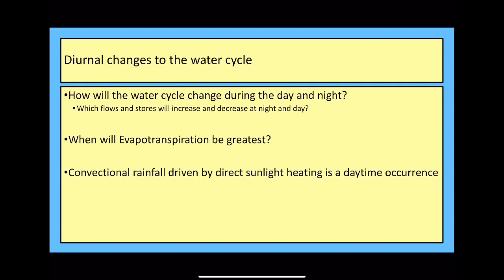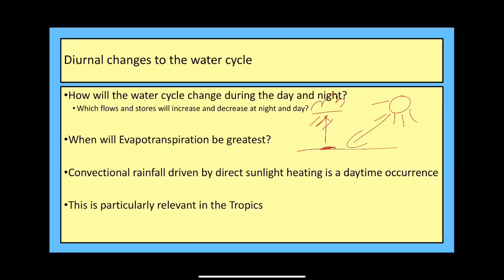That's the rainfall where we've got the ground and we've got the sun, and the sun's energy radiates to the ground, it warms the ground. This leads to air rising, clouds then form, and we get rain. So that's convectional rainfall, and that's directly affected by the sunlight and the sun's energy that's happening during the daytime. This is particularly relevant in the tropics.